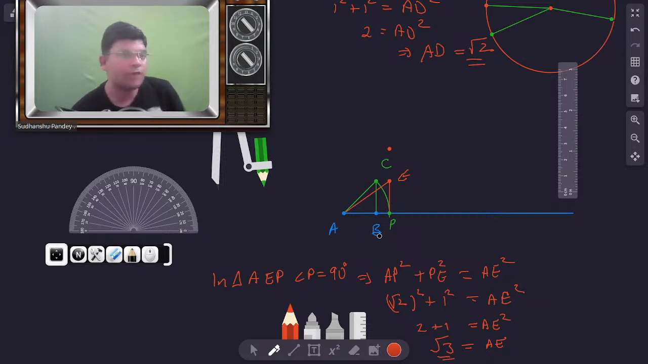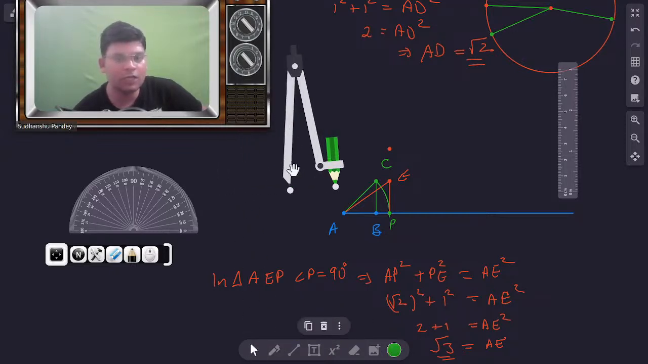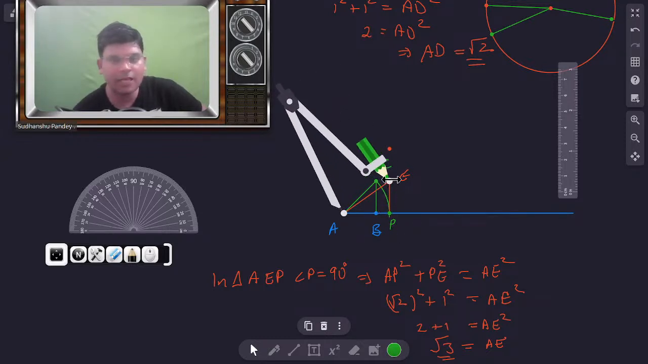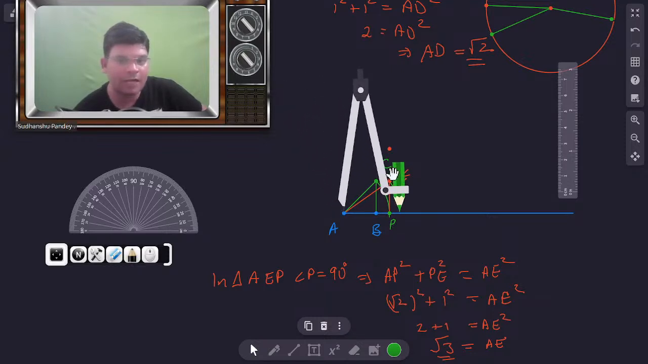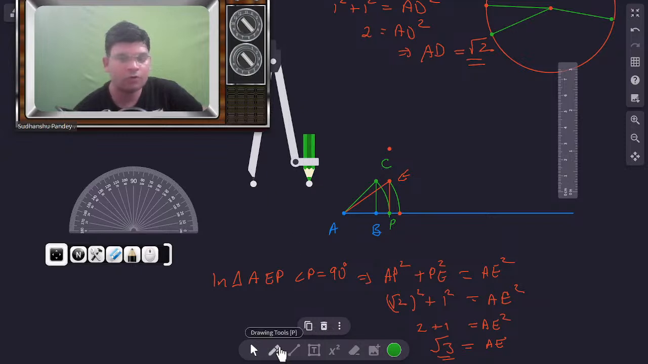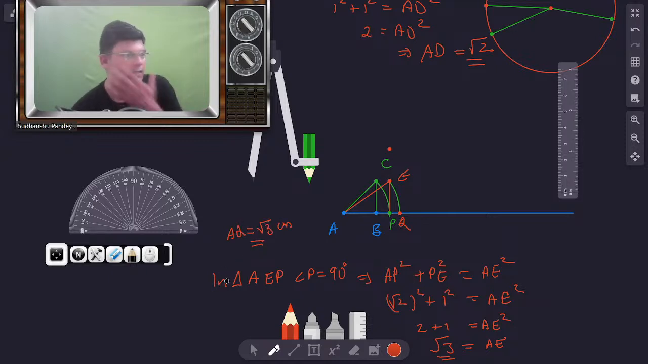So if AE is going to be under root 3, that means if I measure AE and draw again an arc, suppose this arc cuts this line at Q. So how much is AQ? AQ will also be equal to under root of 3 centimeter. Everybody getting it?